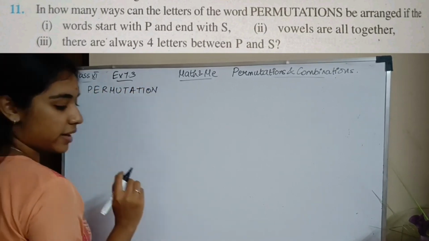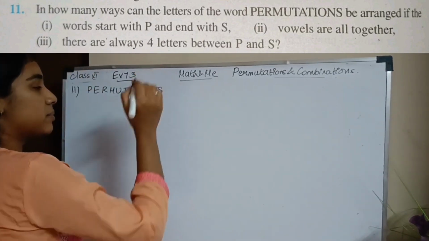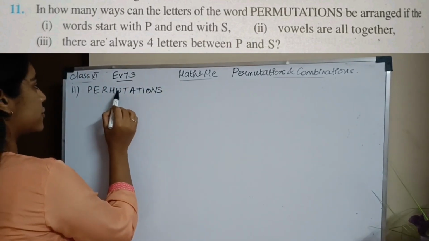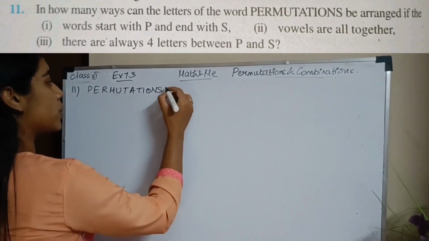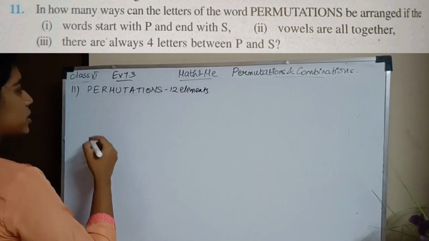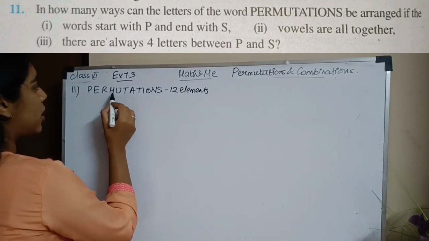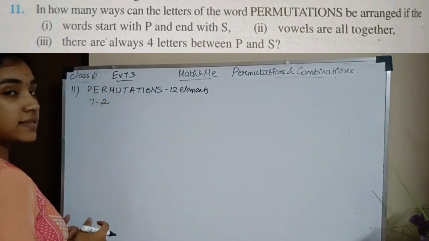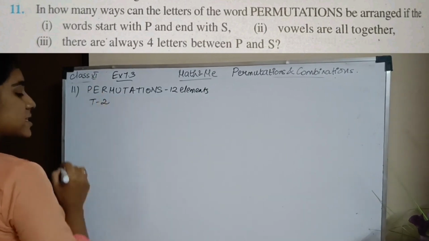How many elements do I have? Permutations. Okay. Please copy the question correctly. How many elements do I have? 1, 2, 3, 4, 5, 6, 7, 8, 9, 10, 11, 12. Okay. So I have 12 elements in total. And do I have any repetition? P, E, R, M, U, T. T is repeated twice. So I have 2 T's. Okay. Nothing else is repeated.